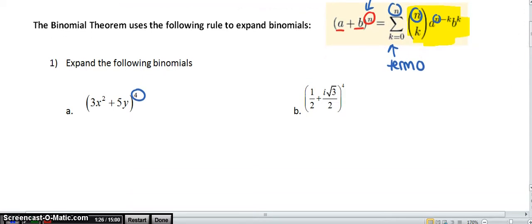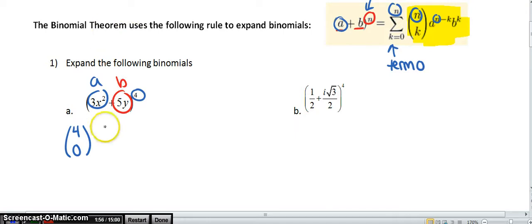So let me show you what that looks like over here. To compute the first term of this binomial, you would take n choose k. So my n is 4. I start at term 0 instead of term 1. So we're calling the first term the 0 term. So you're going to multiply the combination 4 choose 0 by a to the n minus k. Now a is your first term. In this case, a is 3x squared, and b is 5y, because it's our second term.